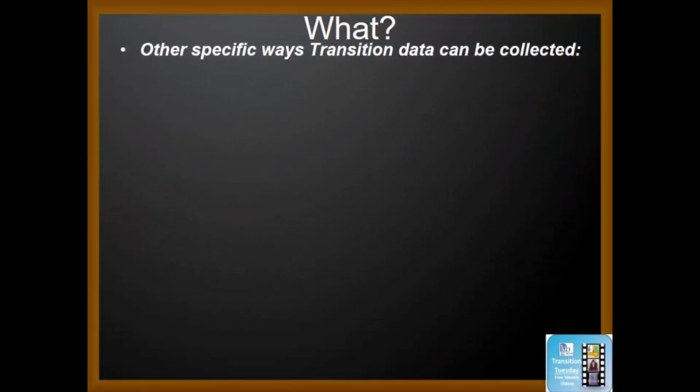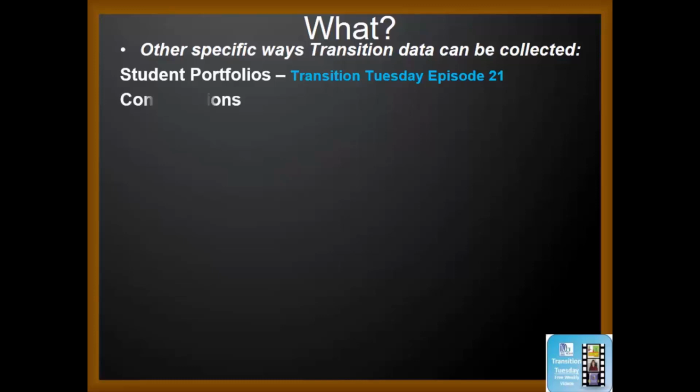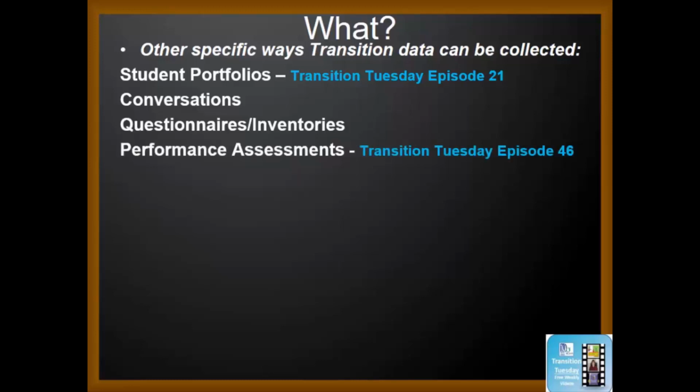Other specific ways that transition data can be collected, and this falls under the category of informal assessments, are student portfolios. More information on this is in Transition Tuesday, episode 21. Also, conversations with the student and other members of the IEP team are a great informal assessment. Questionnaires and inventories, performance assessments. For more detailed information on these, refer to Transition Tuesday, episode 46.